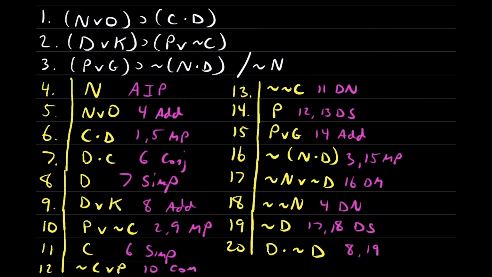The proofs are getting a little longer, as you can see. 8 and 19 by conjunction. Oops, use the pink color. There we go. 8 and 19 by conjunction.